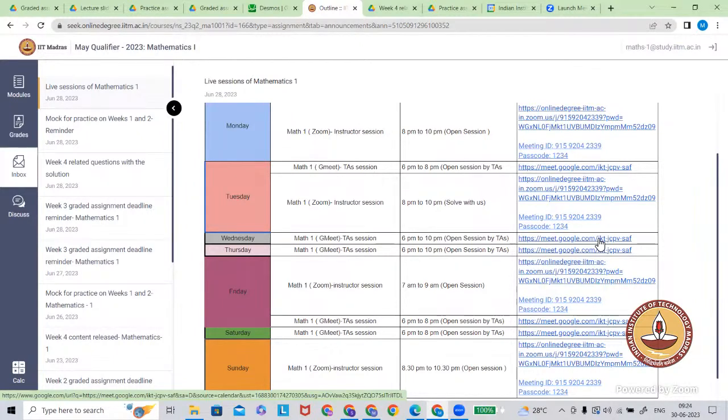Sir, will the week 5 contents be released today? Or will there be a break for preparing? No, week 5 content will be released. Week 6 content will be released on the same day. Will there be a deadline to submit the assignments of week 5? Yes, we'll see what the deadline is. Looking at that, we'll get the deadline for the graded assignment of week 5 and week 6. So the graded assignments will continue.